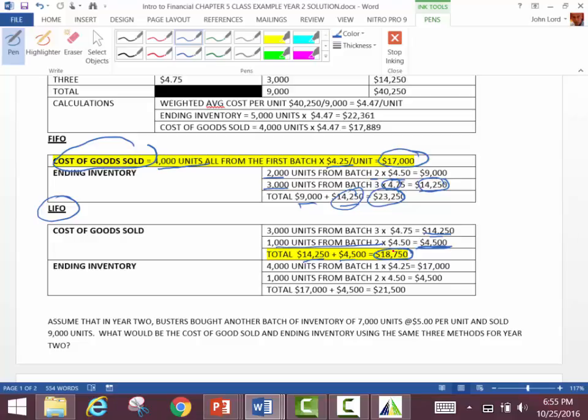Now we've got 5,000 items in ending inventory. We're going to price out those remaining 1,000 at 450. That's from batch 2, right? And then the remaining 4,000 in ending inventory are those 425 ones. Those are the ones at the bottom of the pile, aren't they? And we assume they're still in ending inventory. When we add the 4,500 plus the 17,000, we get 21,500. Is that FIFO? I mean LIFO? Okay. Question?